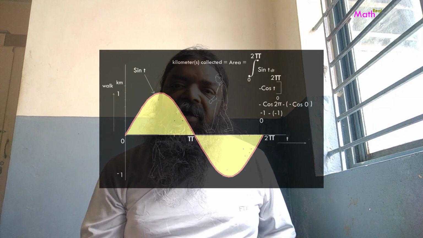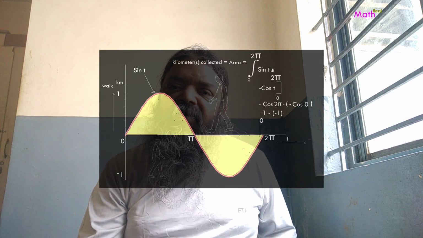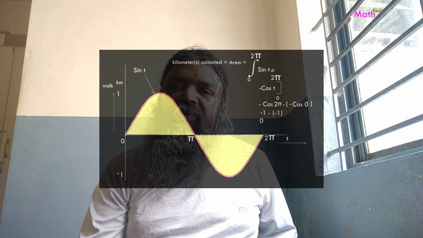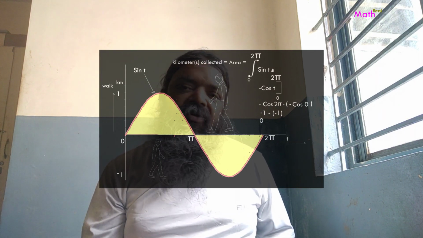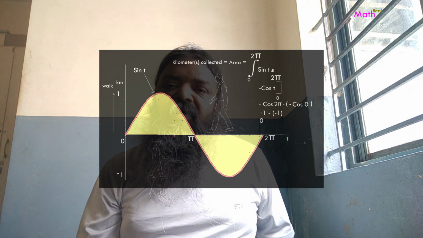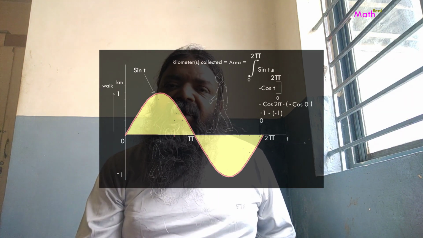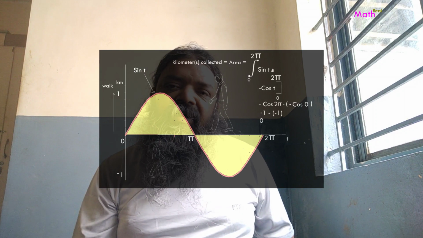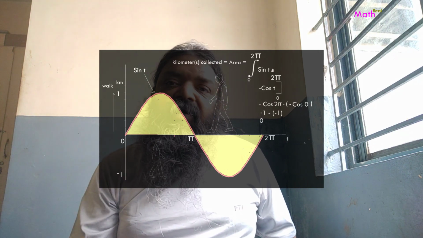In the next section, when he is collecting kilometers less time by time, then cos pi is kind of minus 1 and cos pi by 2 is 0. So minus 1 minus 0 minus 1. So minus 1 minus 1 minus 2 minus cos t. 2 kilometers he walked. So this is integration. If a person walks collecting kilometers in a fashion the sine wave is, then from 0 to pi, how much he collected? He collected 2 kilometers. From pi to 2 pi, how much he collected?